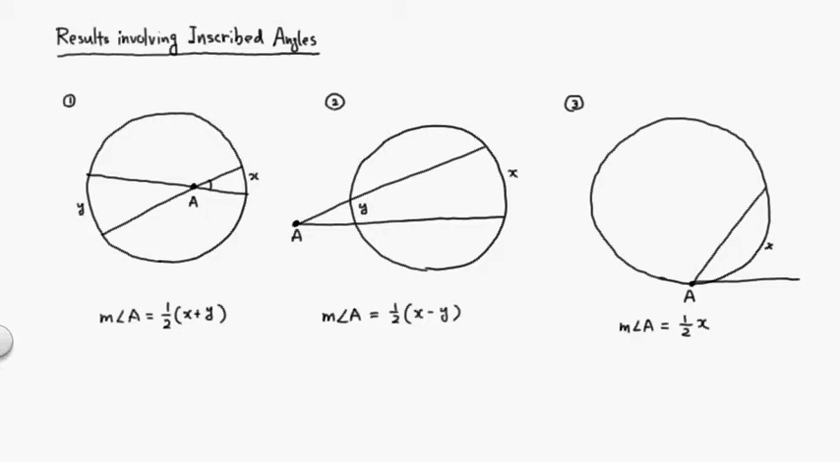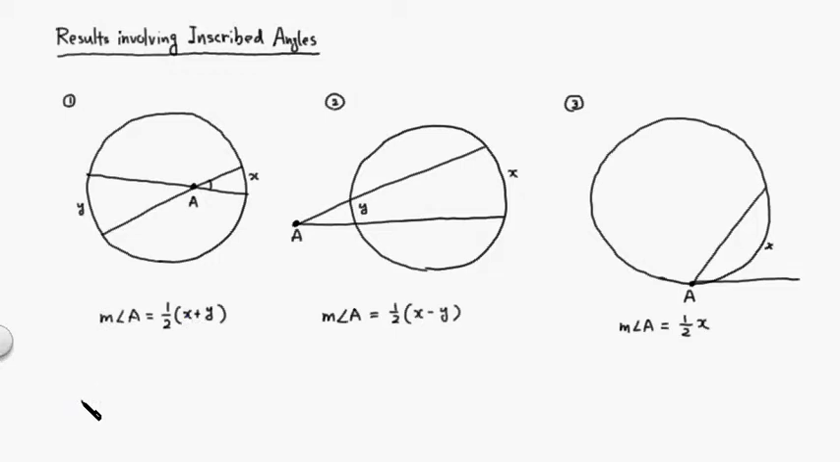Alright, let's look at the results involving inscribed angles. So there are three of them. Let's look at the first one. You have A as the angle right here, and the measure of this arc is given to be x, and the measure of this arc is given to be y. We want to show that the measure of the angle A is 1/2 of x plus y.